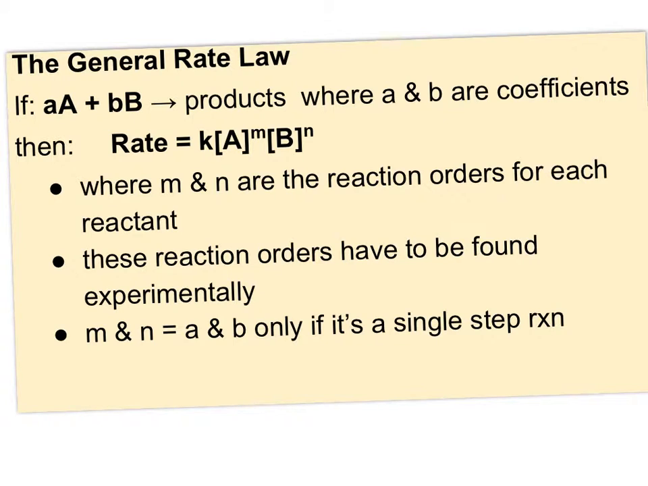So the general rate law says if you have reactants A and B combining to form some products, where small a and small b are coefficients, then the rate should be equal to your specific rate constant times the concentration of A to the m power times the concentration of B to the n power, where m and n are going to be the reaction orders for each reactant, and these reaction orders or exponents have to be found experimentally. And finally, m and n will be equal to the coefficients a and b only if it's a single-step reaction.